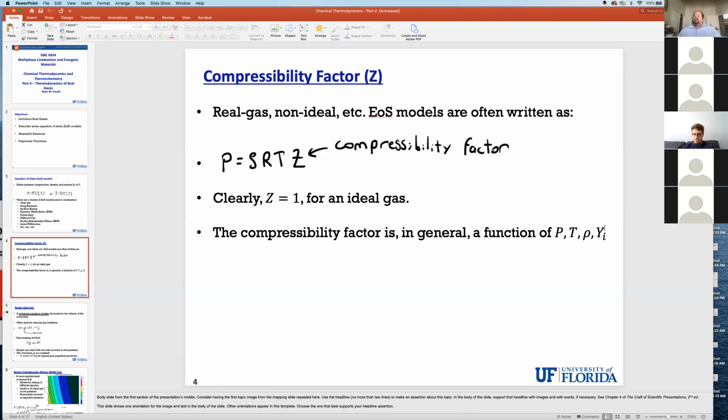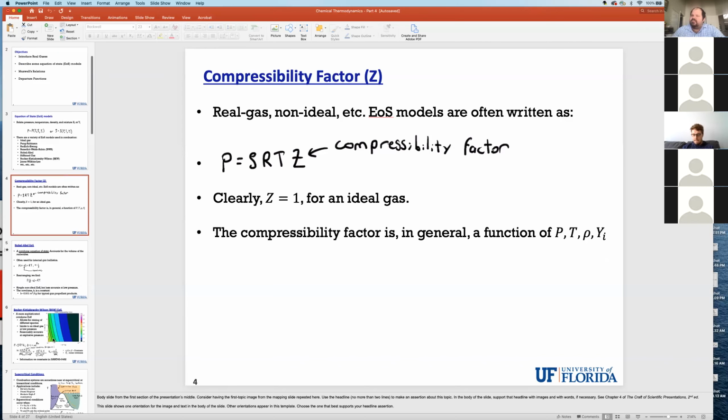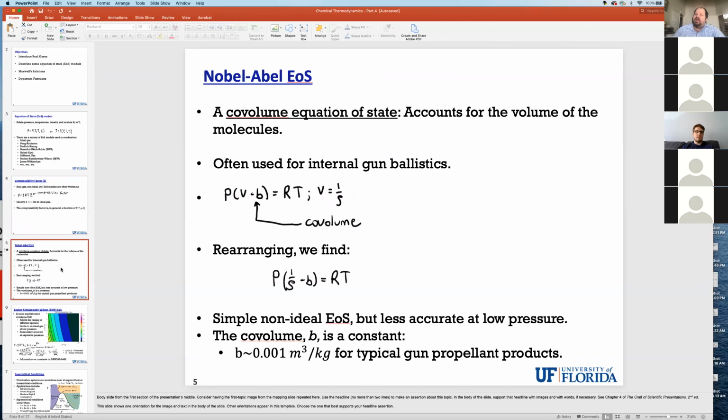So it's a function of everything in general. Okay, so now we will discuss some basic equations of state. And so probably one of the easiest, aside from ideal gas, is called the Nobel-Abel equation of state.